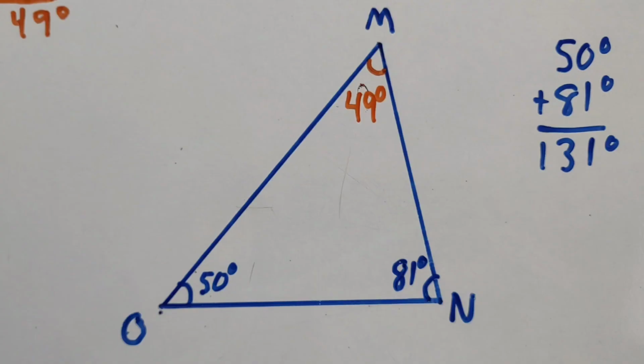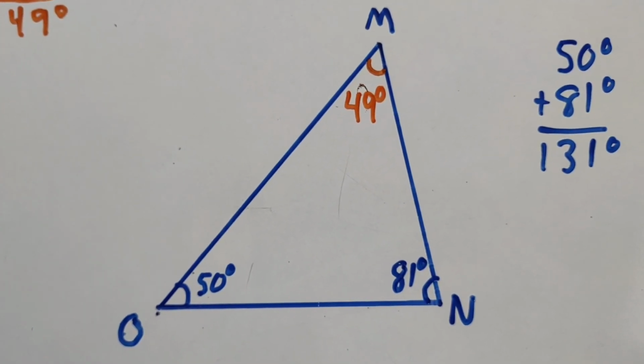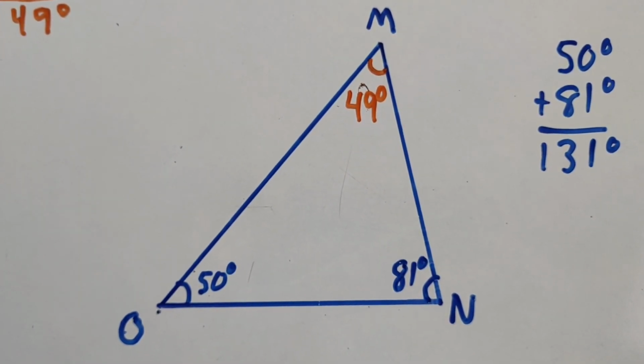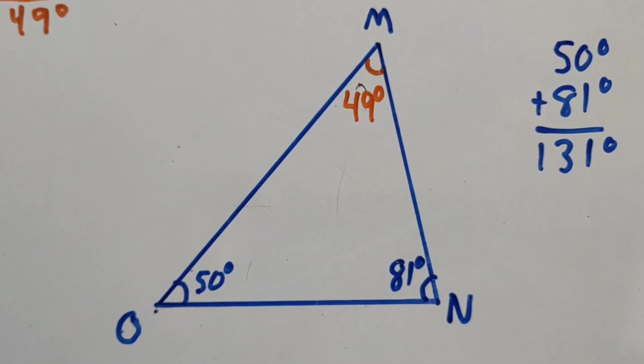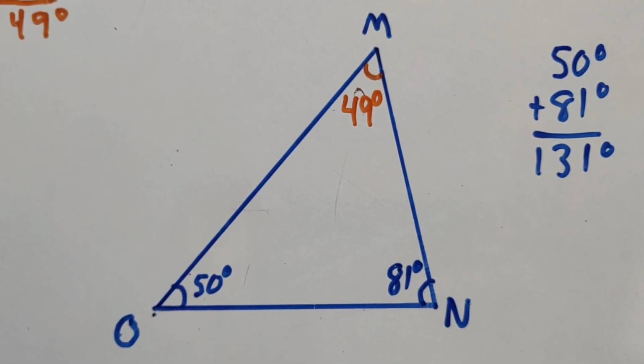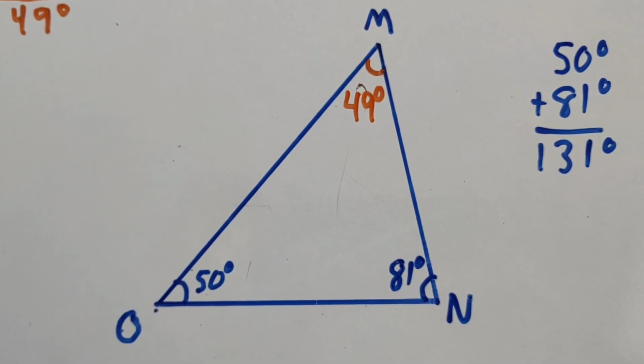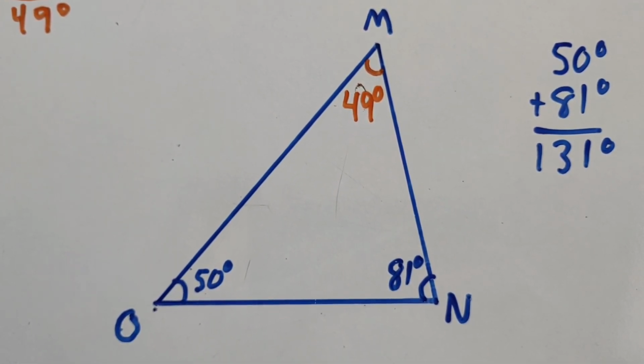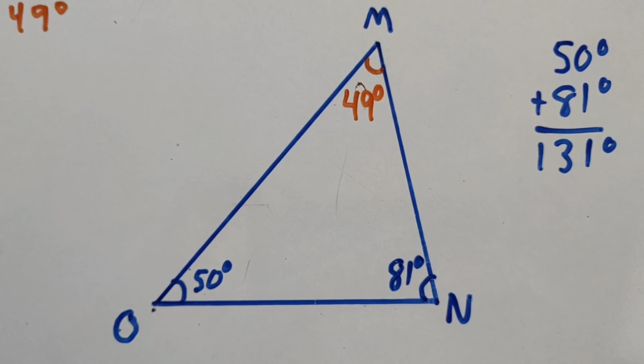We now have the value of all three angles in triangle OMN. Each of those angles is less than 90 degrees, so each angle is acute. When a triangle has three acute angles, it is an acute triangle.